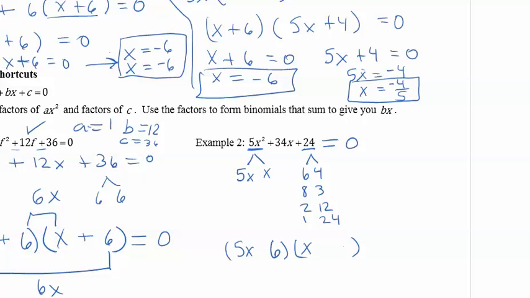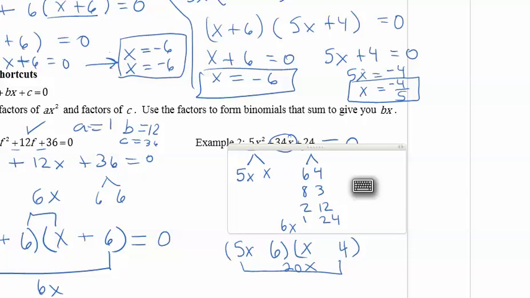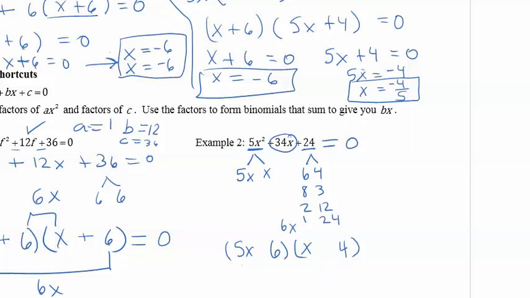Okay, so if I had 6 and 4, my inside and outside terms should add up to 34x. So let's see if that's true. Here I get 20x, and here I get 6x. Well, 6x plus 20x is not 34x, so let's erase that and try some other terms. Sometimes it works the first time, and sometimes it doesn't, but we just keep trying. Let's first try to rearrange the two and see if that works before we go on to two new terms, because sometimes it's just a matter of rearranging.